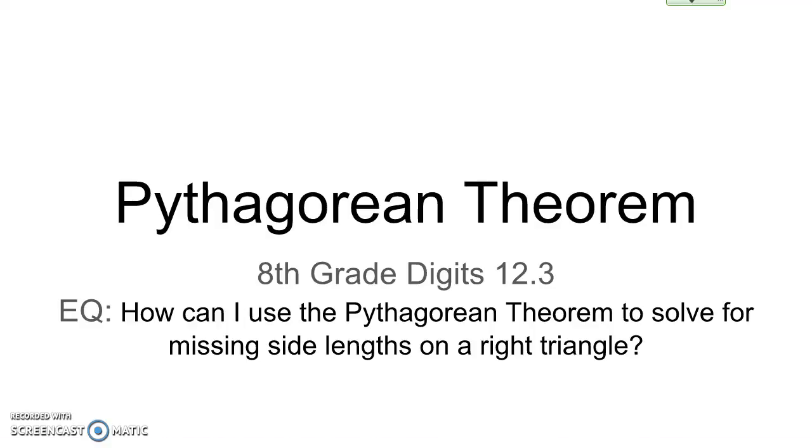Then on the next clean sheet of notebook paper in your spiral notebook, write the title, Pythagorean Theorem, at the top of the page, and then the essential question for today: how can I use the Pythagorean Theorem to solve for missing side lengths on a right triangle? Hit pause and set up your table of contents in your notes. When you're ready to move on, hit play.